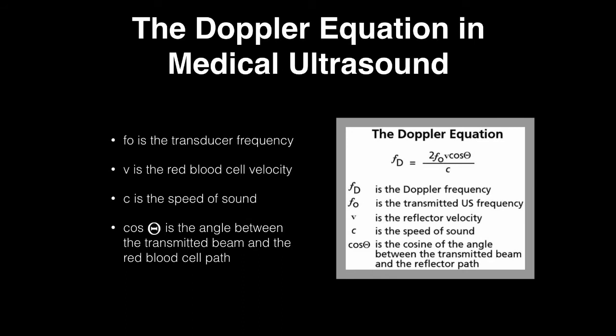And we'll talk about the importance of this when we go through image optimization. Looking at how this relates in diagnostic medical sonography, you're going to have the Doppler frequency equaling 2 times the transducer frequency times the red blood cell velocity times cosine theta, which is the angle between the transmitted beam and the red blood cell path, divided by the speed of sound. Now, when you look at the cosine of theta, it's important to remember that the cosine of 90 degrees is 0. So if you have 0 in the numerator, your Doppler frequency is going to be 0.